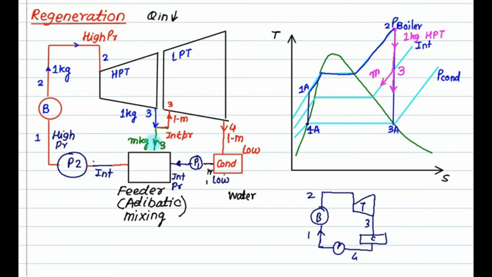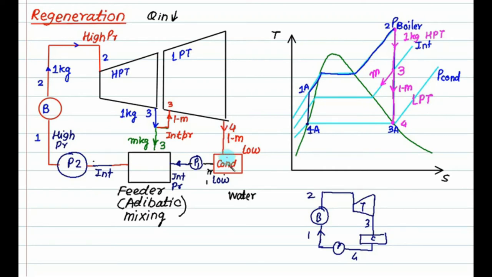That is the amount of steam bled per kg of steam flowing in the circuit, and 1 minus m is left. This steam passes into the LP turbine, and expansion takes place from 3 to 4. During this, the mass is 1 minus m, and this process takes place in the LPT.